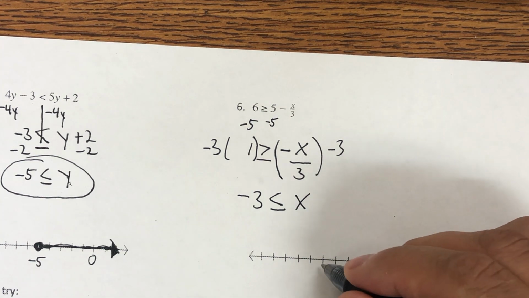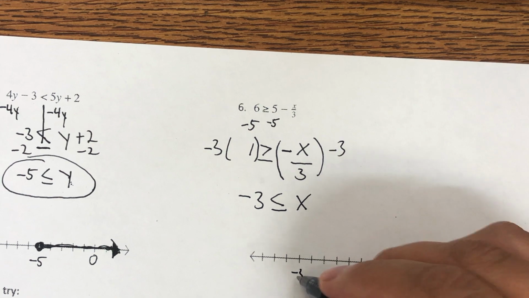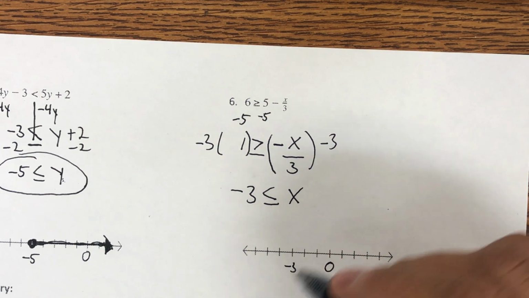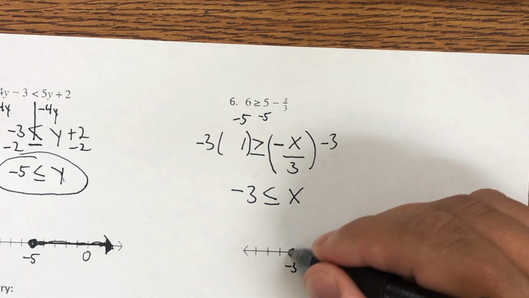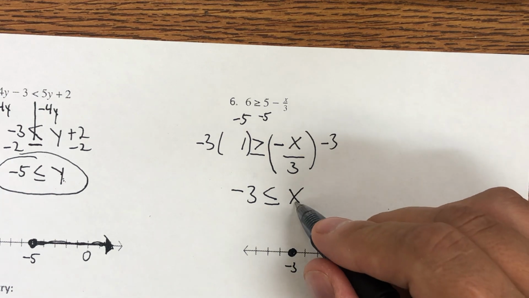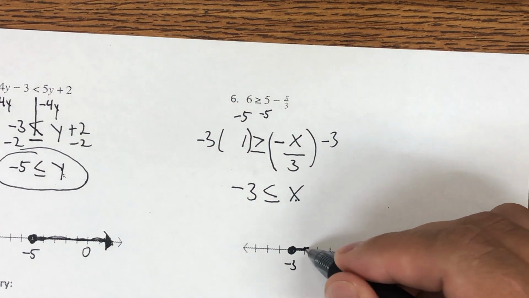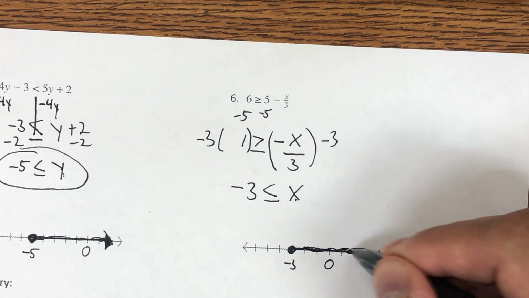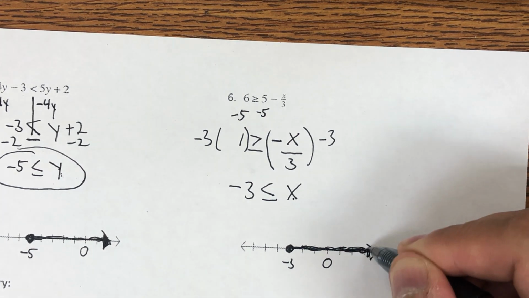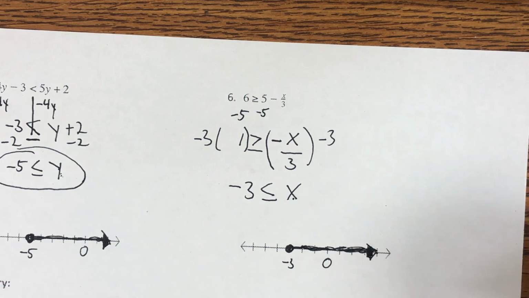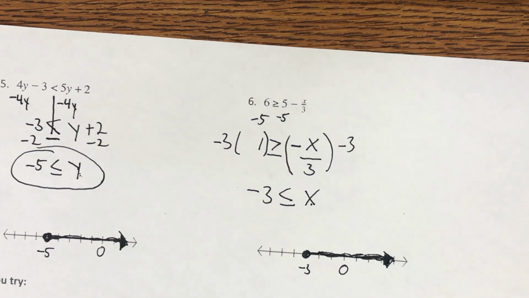And put up my 0. Negative 3 is here. It is a closed circle at negative 3. And when I read, it says x is bigger. X is being eaten, so x is greater. Shade to the right. Go ahead and hit pause at this time and give the Your Tries a shot.